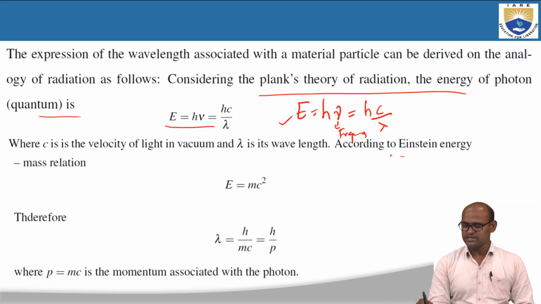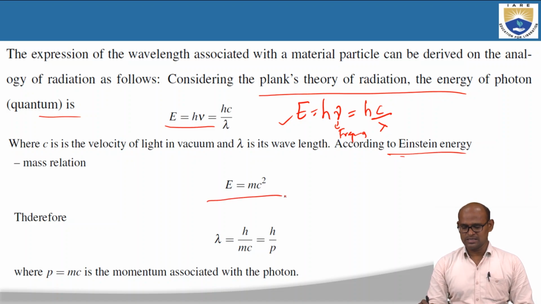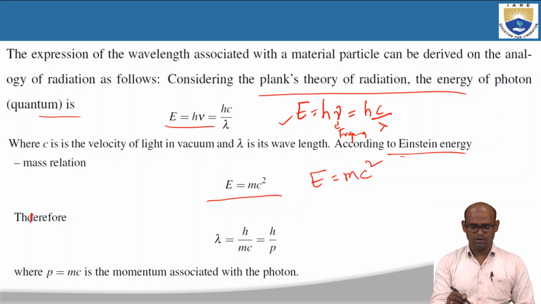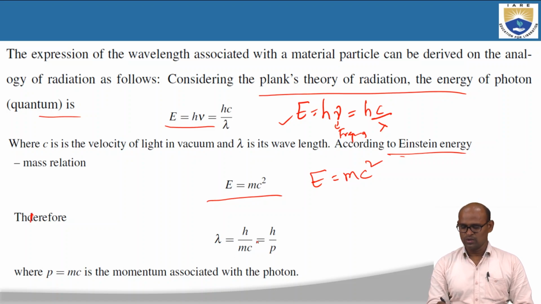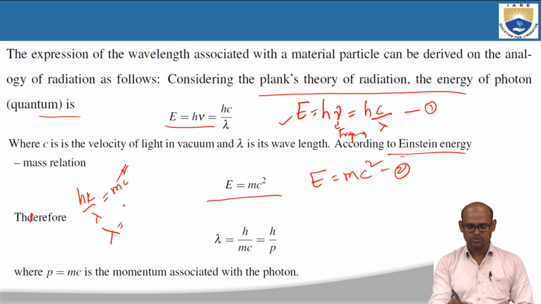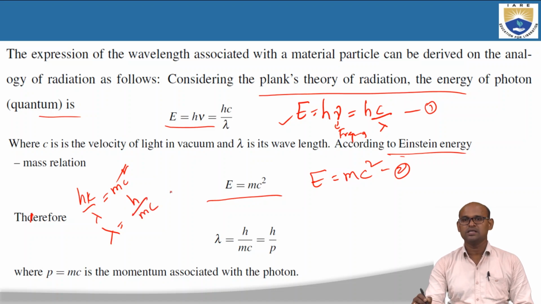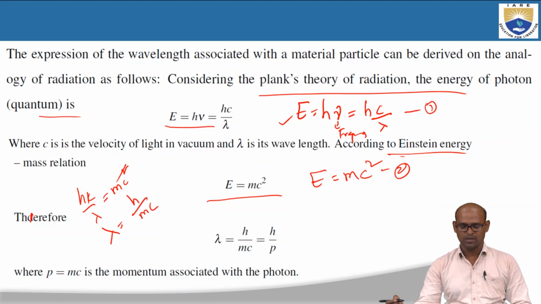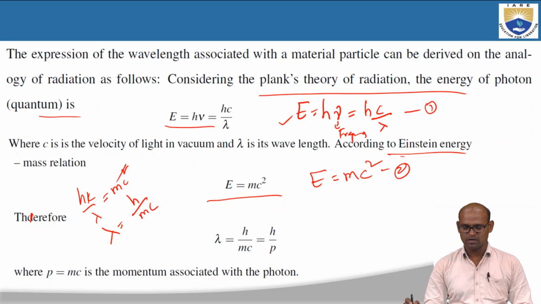Now coming to the Einstein energy mass relation, it says that E is equal to m into c square, mass into velocity of light square. Both of them are for the energy of the particle, so they must be equal. So equation 1 and equation 2 must be equal. That means hc by lambda must be equal to m into c square. So c cancels out here. If I want lambda, it is h by m into c, that is for a photon. The velocity of a photon is the velocity of light c.